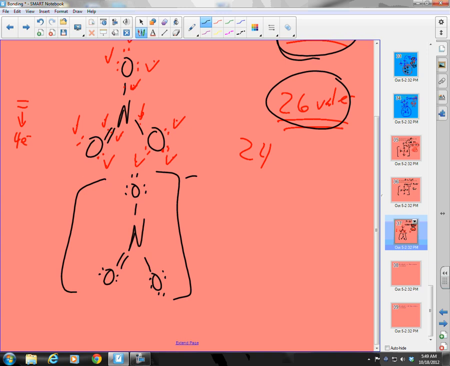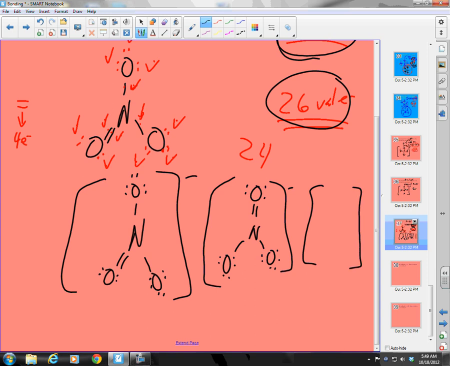Now, you might say, Mr. Smith, can I draw that another way? Sure you could. You could have the double bond going to the oxygen on top, right? And really, it's the same picture. We're just rotating it. But you could certainly draw it this way, right? Or you could draw it another way. We could put the nitrogen here and double bond this, this, and this.